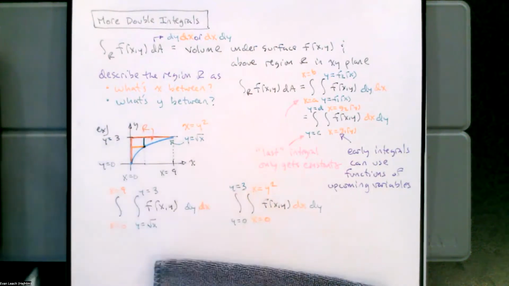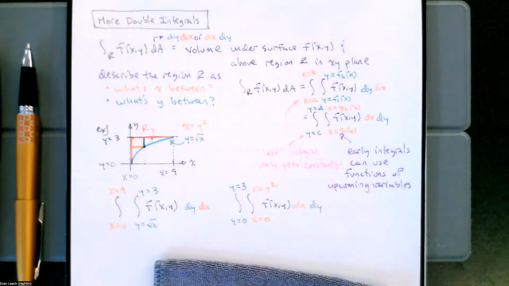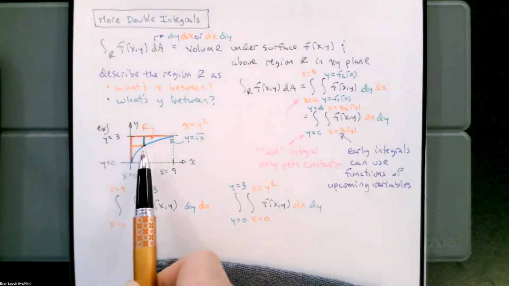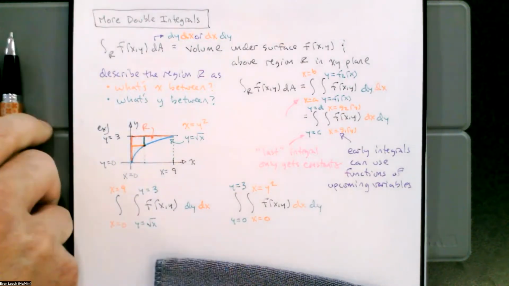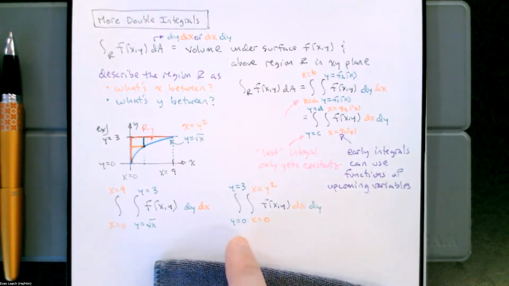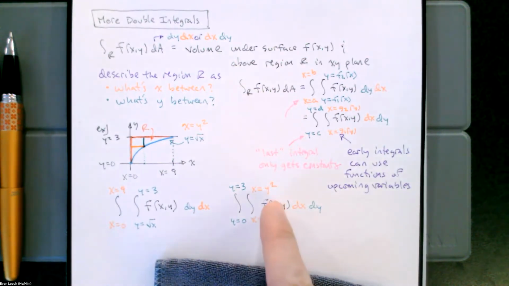So this curve, when we describe it, y as a function of x, we say y is the square root of x. If we turn that into a function of y, x is y squared. So our smallest x value is 0, and our largest x value is the curve, x equals y squared. Once again, our thinking when we read it is for all the y values between 0 and 3, integrate from 0 to y squared.